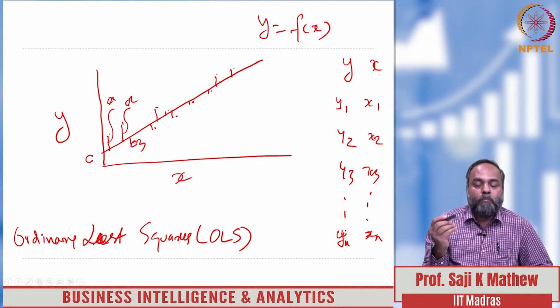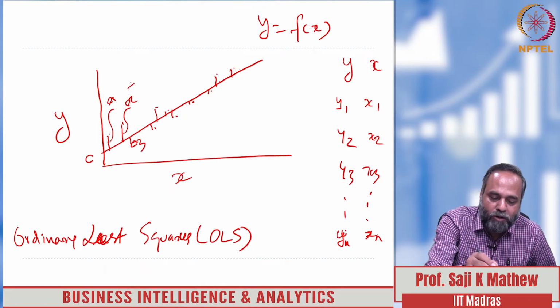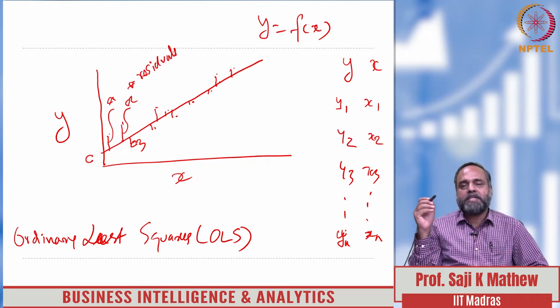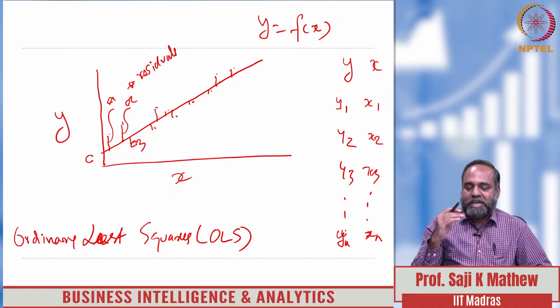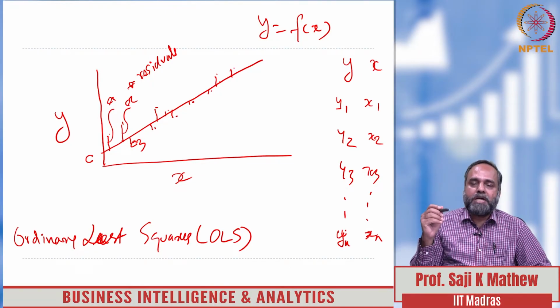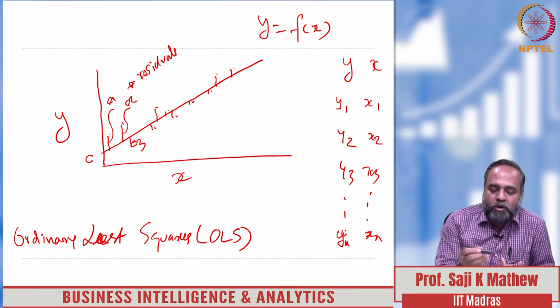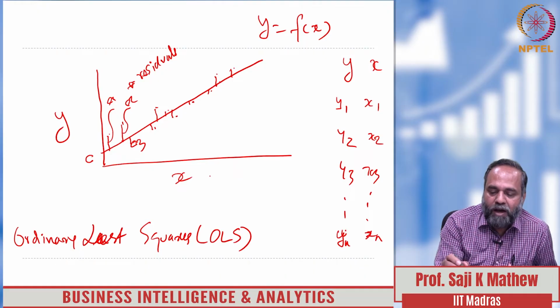Now, what would be an ideal line? This E1, E2, E3 would be called residuals. In modeling parlance, these are known as residuals, the remnant which is not covered by the regression model. And what is an ideal line? An ideal line, you can imagine, is that line which produces the minimum total residuals. And we need a measure for this error or residuals. How do you actually find that out?